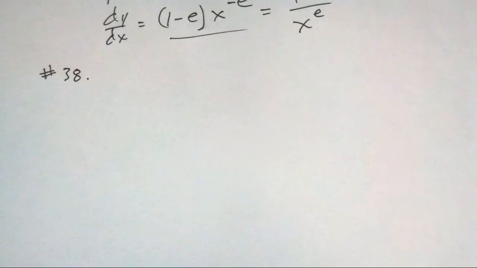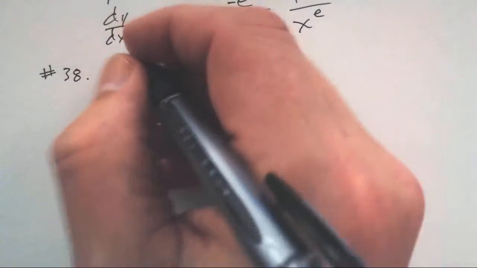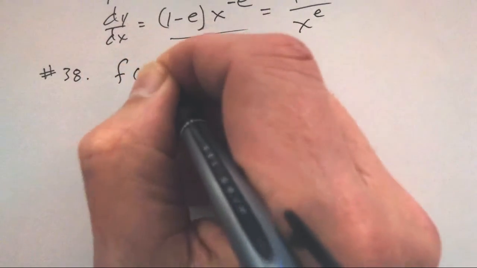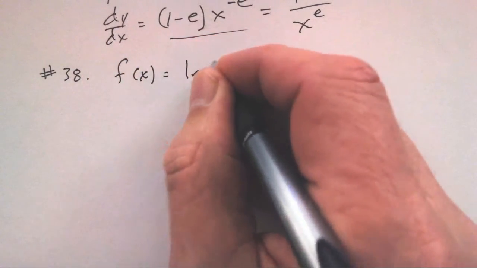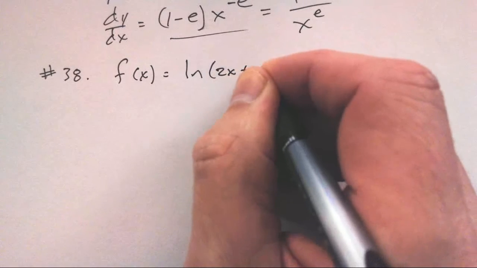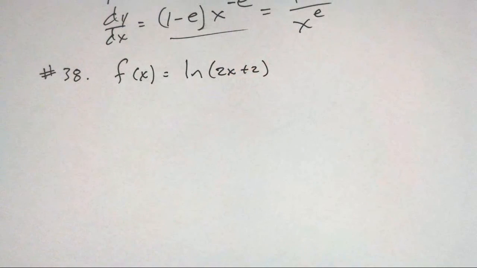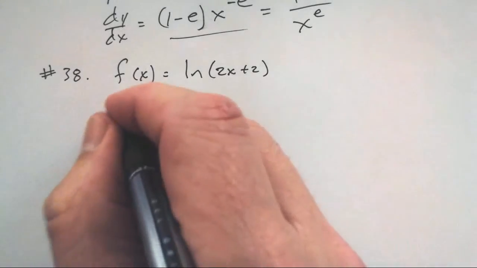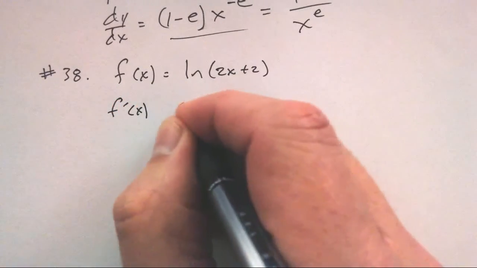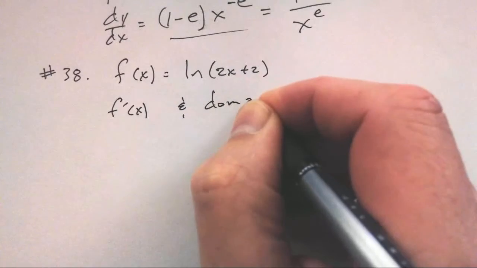Number 38. Kind of a nice twist after 32. They give us a couple of softballs. We get f of x is ln of 2x plus 2, and we are asked to find f prime of x and state the domain. So we want f prime of x and its domain.